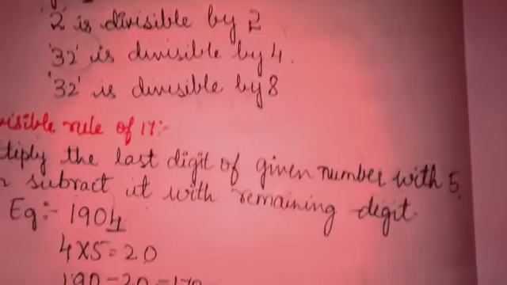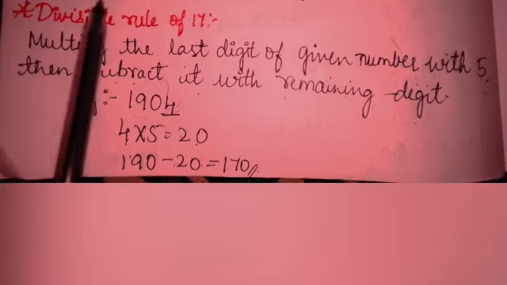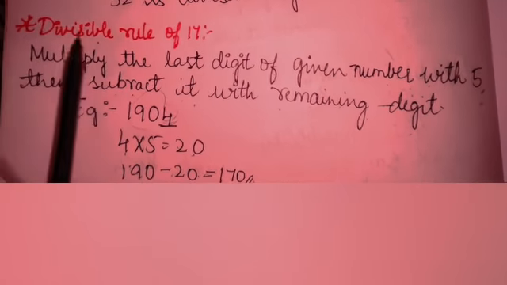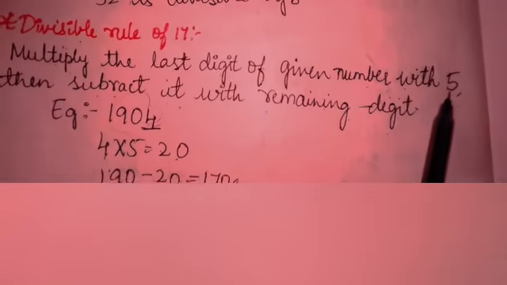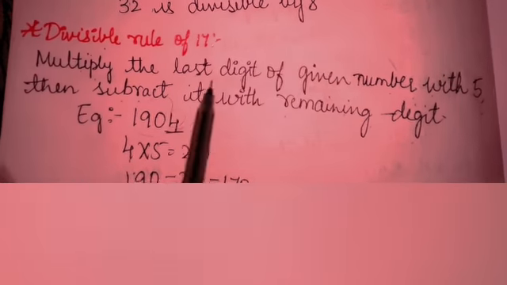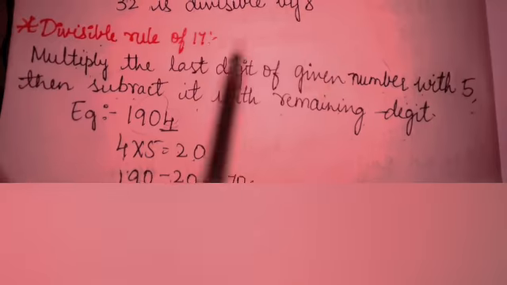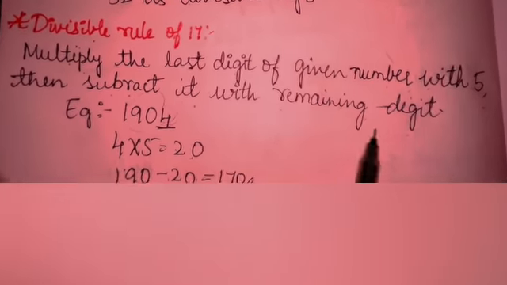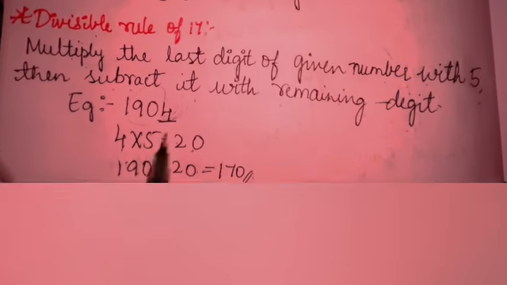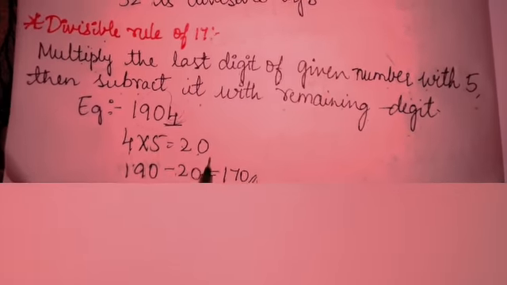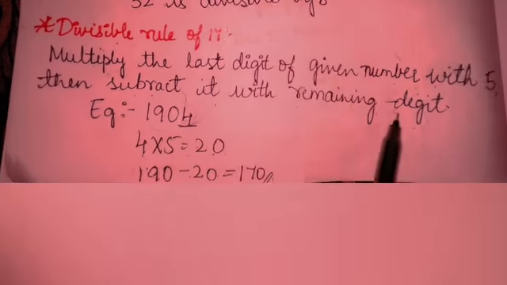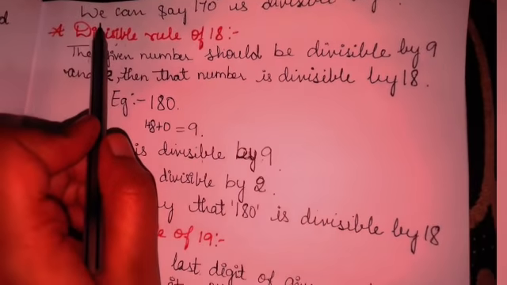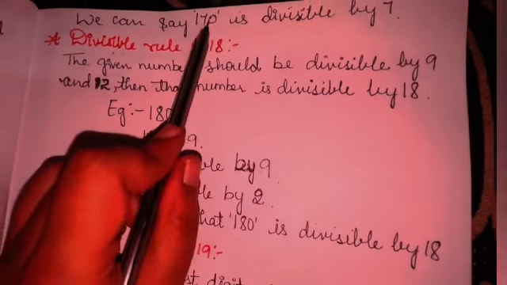Now let us see the divisibility rule for 17. Multiply the last digit of the given number by 5, then subtract it from the remaining digits. So first you multiply the last digit by 5, then you subtract it from the remaining digits. If the result is divisible by 17, we can say that the given number is divisible by 17.